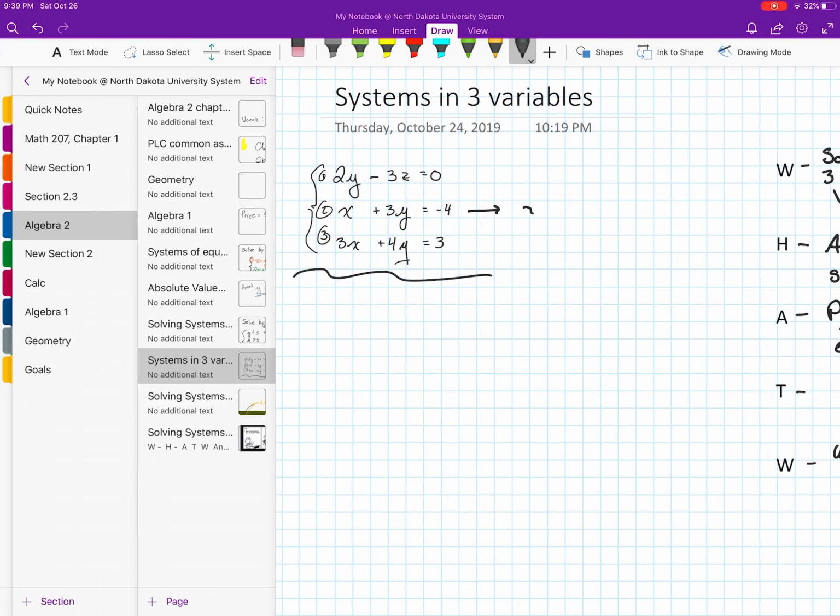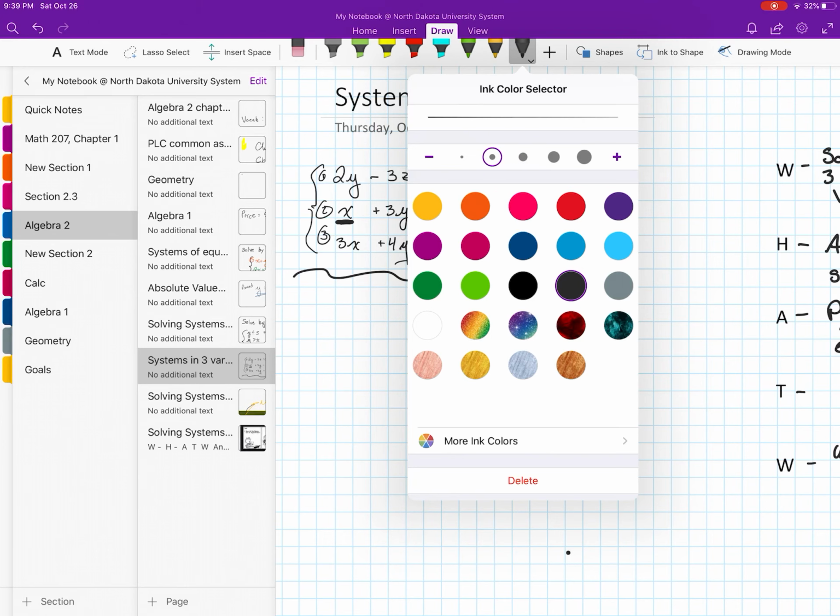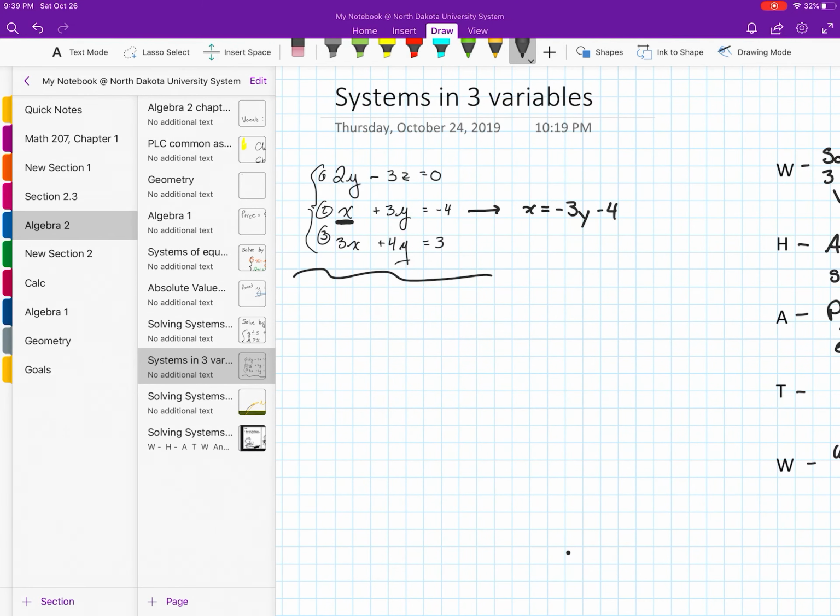I can rewrite this equation solving for x in terms of y, right? And why did I choose this particular equation? Why am I rewriting this one? Because look at that there. We have a coefficient of 1 on that x. So we don't have to do any funky dividing. There's no chance we're going to end up with some scary fractions. We just have to subtract 3y from both sides. And now we have an expression for x, right, in terms of y.